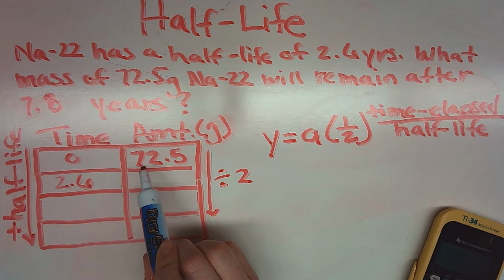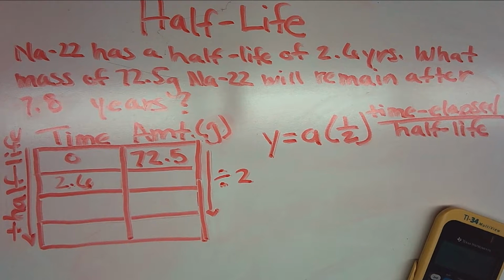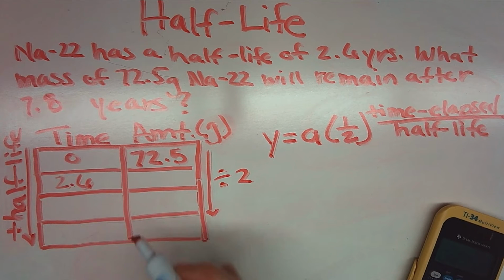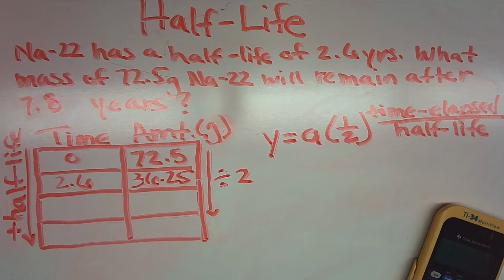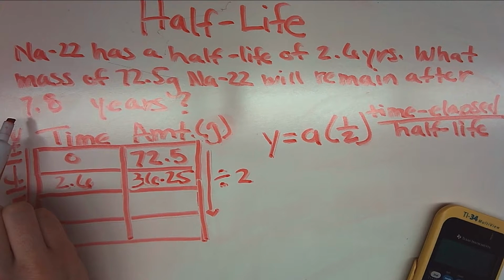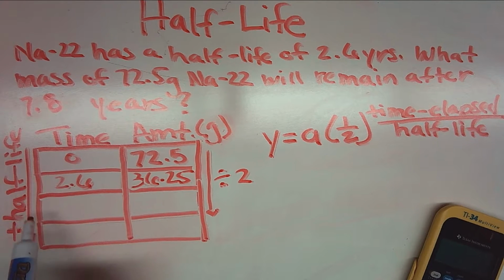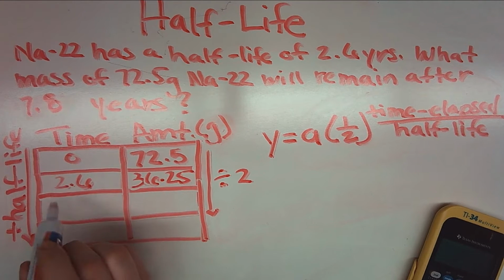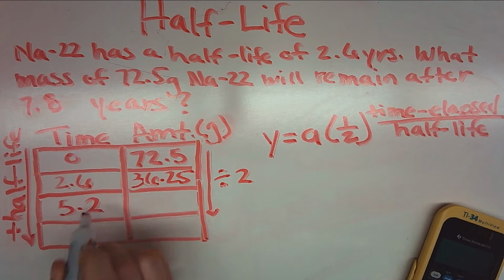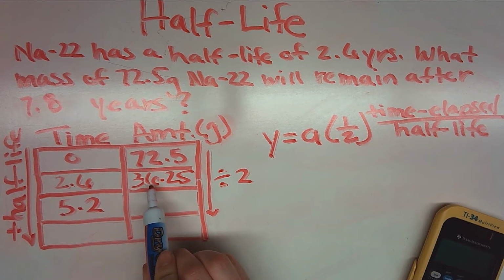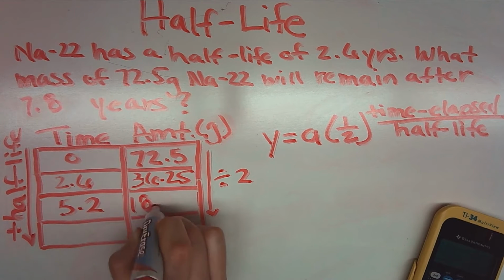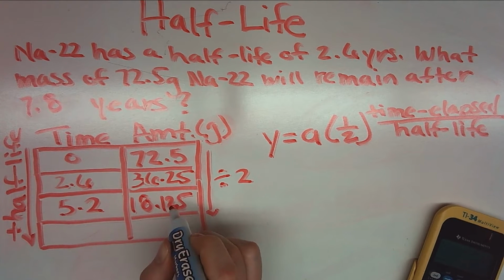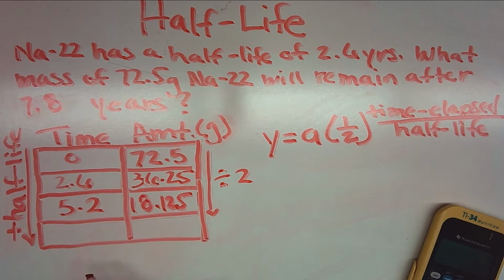So what I'm going to do now is divide 72.5 by 2. And when I do, I get 36.25. Now I'm going to keep going because I'm asked to go until 7.8 years. So now I'm going to add another half-life. So 2.6 plus 2.6 is 5.2. Now I'm going to divide this number by 2, and I get 18.125 grams.